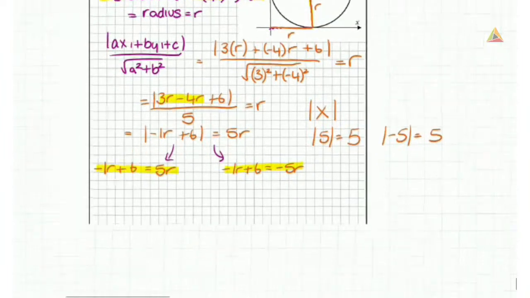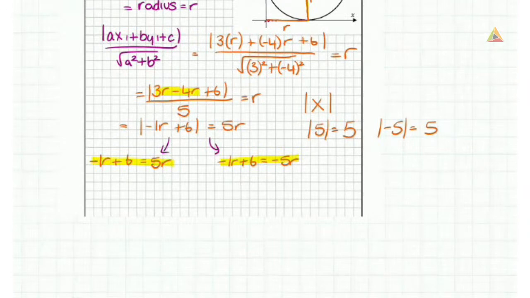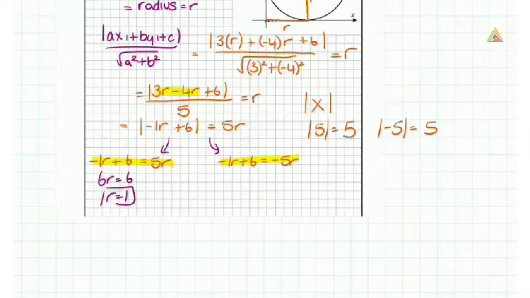And when I solve these equations, with this one, I end up getting 6r is equal to 6, so r is equal to 1. And with this one here, I end up getting minus 4r is equal to 6, so r is equal to 6 divided by minus 4, or minus 3 over 2.